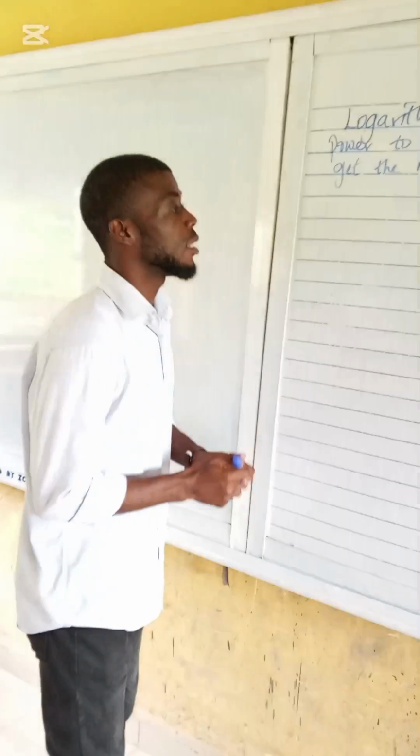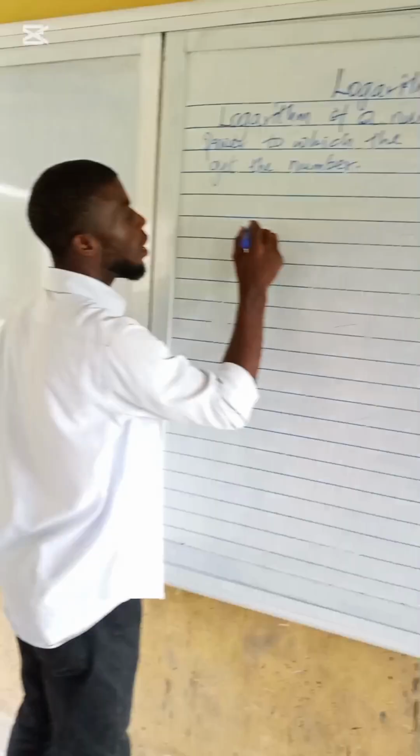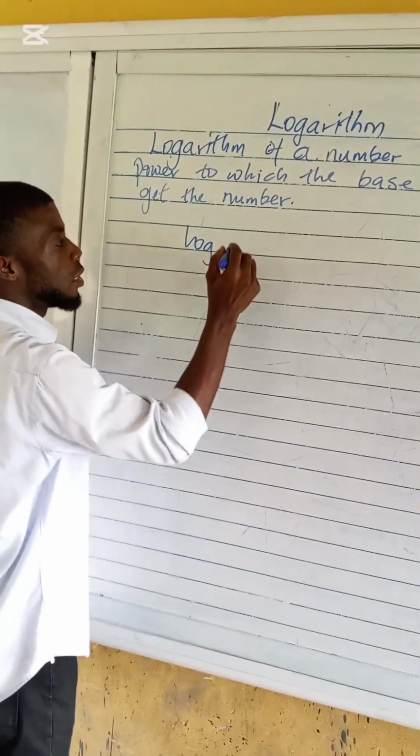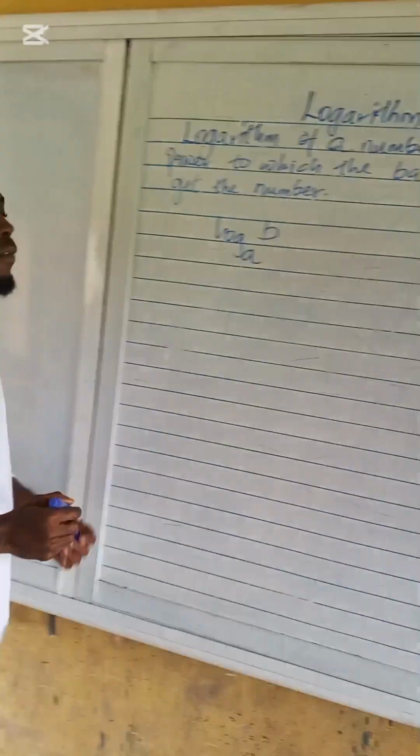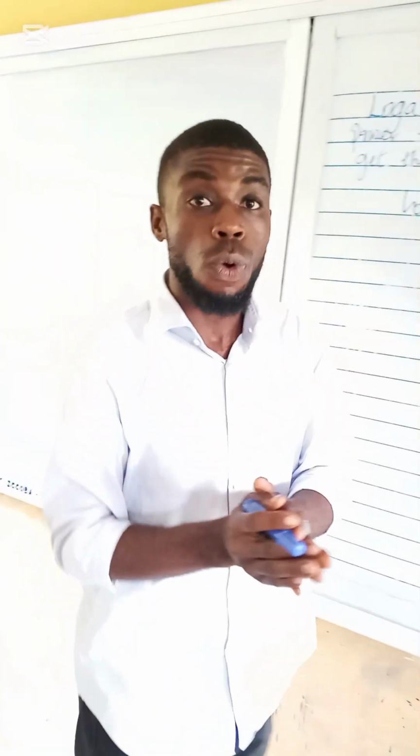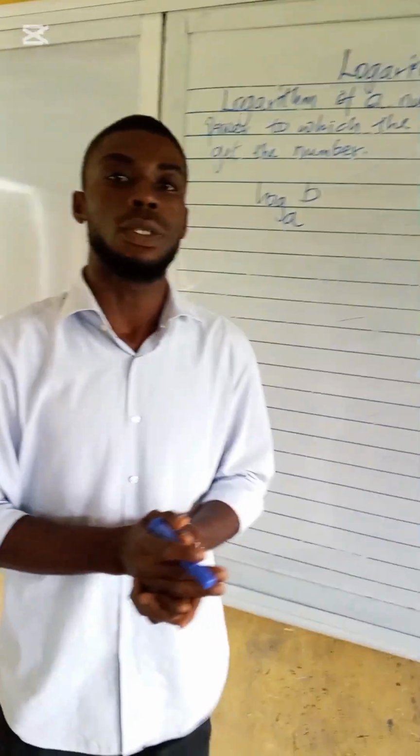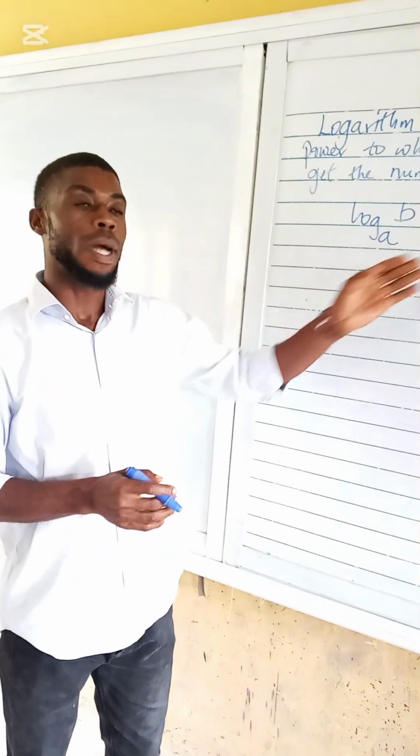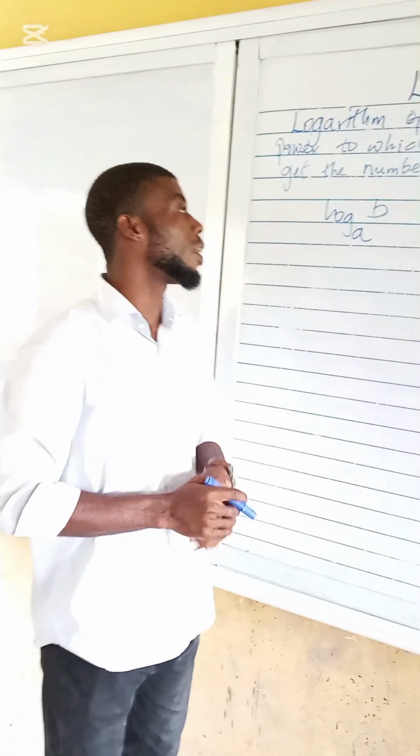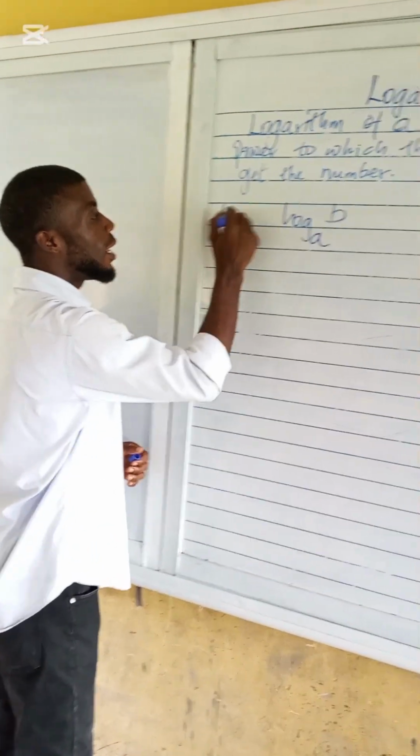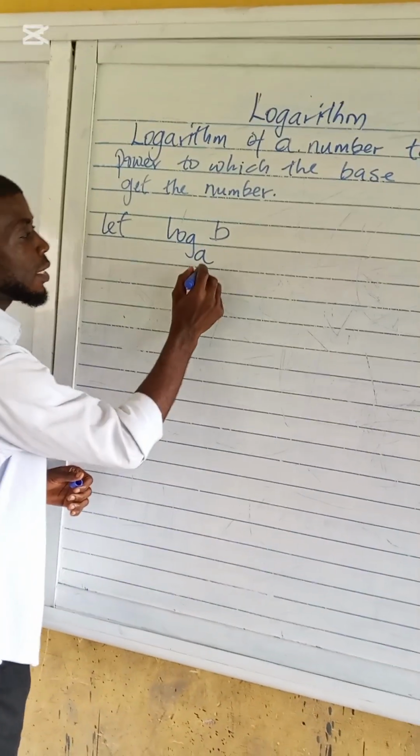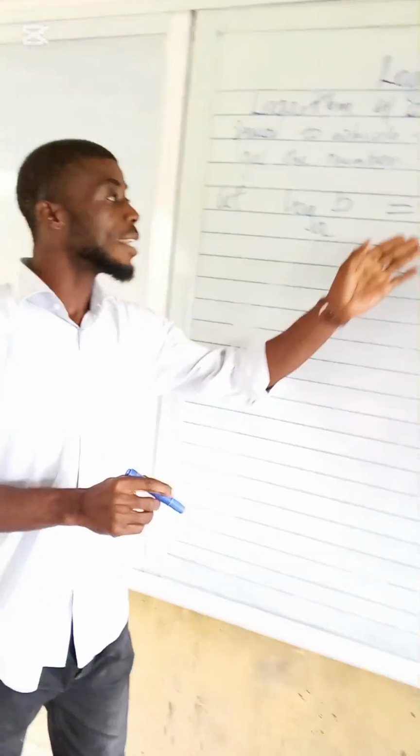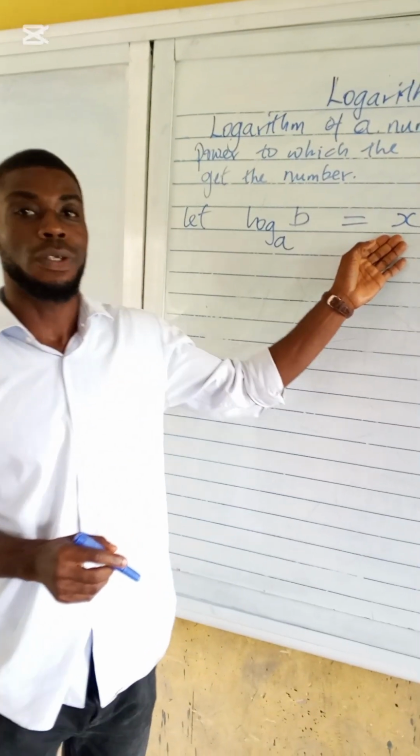Mathematically, look at what we are saying. Assuming I have logarithm of what? Base A of B. If I have something like this, the first thing I want to do is to make this an equation. How do I make a mathematical expression become an equation? I will use a very simple assignment. I will say, let log base A of B be equal to what? X. So x is now the answer to this very logarithm.